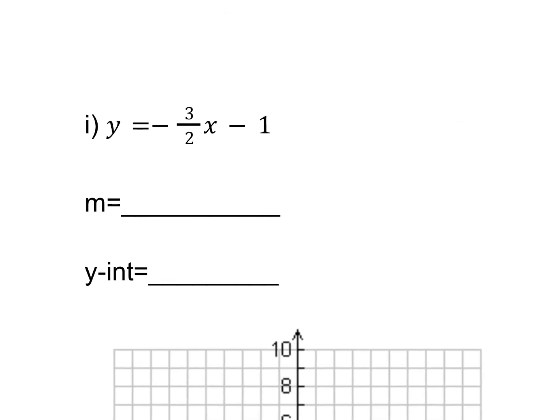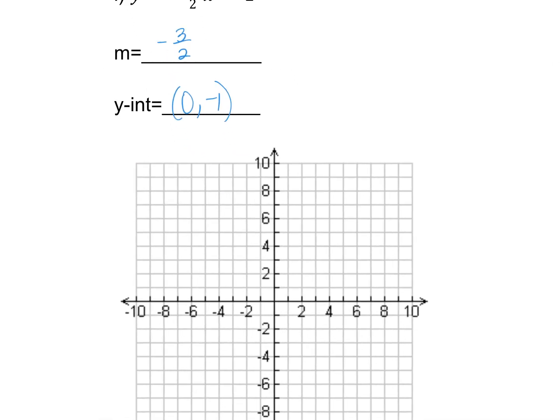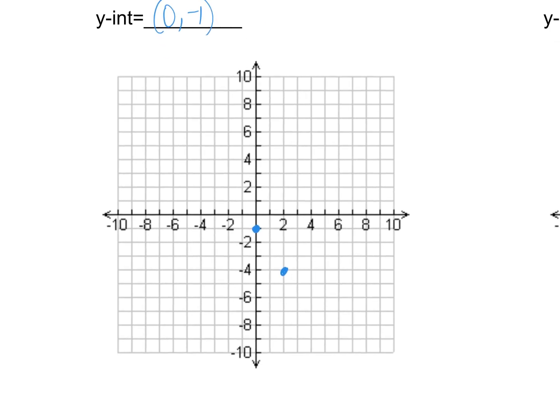I don't think we need, oh, we'll do it. Okay, might as well. So the slope on this next one is what? -3/2. And then the y-intercept is at 0, -1. So you start at 0, -1. And since it's -3/2, that means we're going down 3, right 2. So down 3, right 2. Down 3, right 2, down 3, right 2.